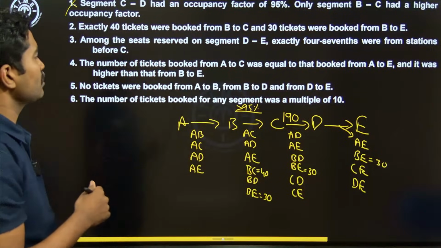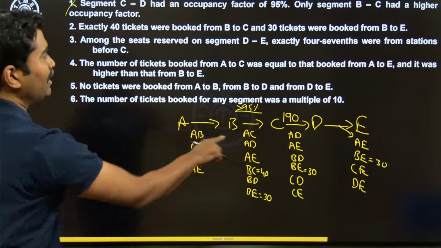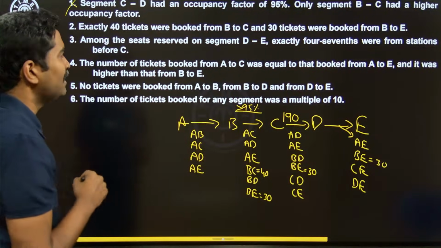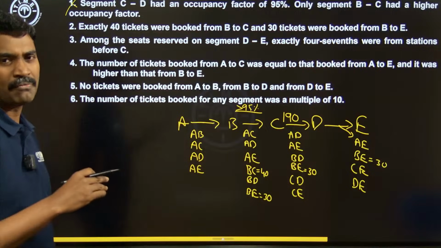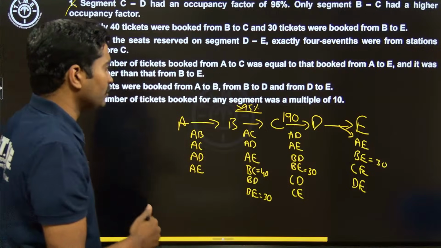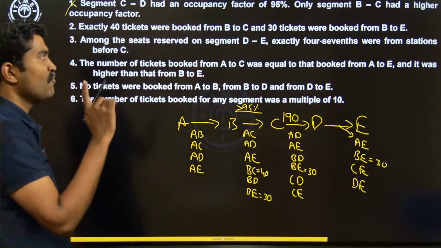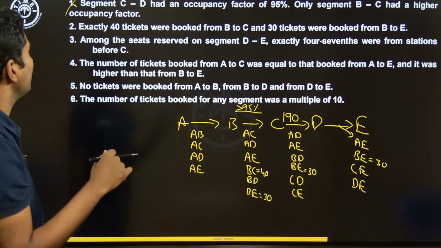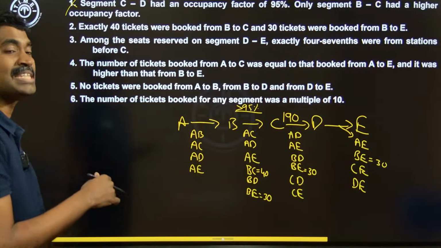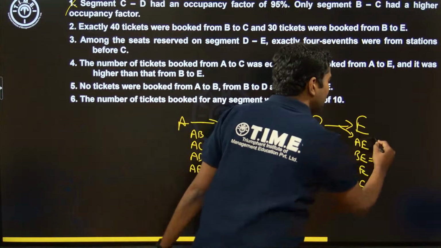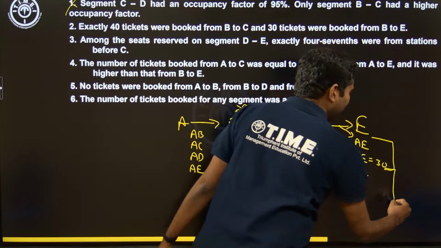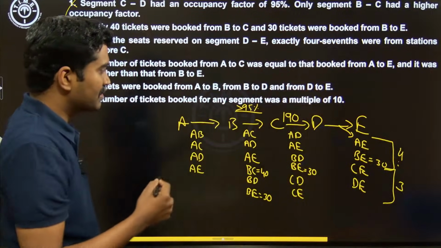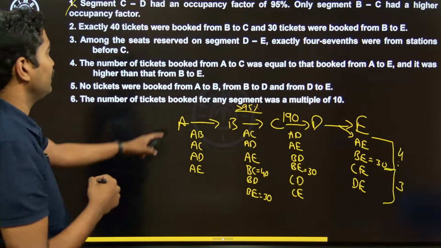Among the seats reserved on segment DE, that last segment, exactly 4/7 were from stations before C. Means first of all, the total should be a multiple of 7. Among these total tickets, what is he saying? 4/7 means totally 7 parts, 4 parts, 3 parts. 4 parts were from stations before C. Before C means A and B, meaning these tickets and these tickets were in the ratio 4:3. That's 4 parts. This is 3 parts. Right? That's what it is.